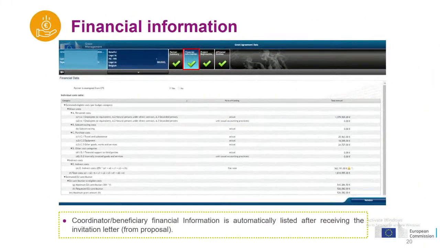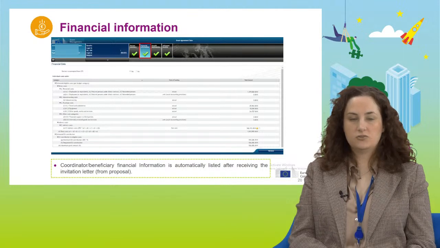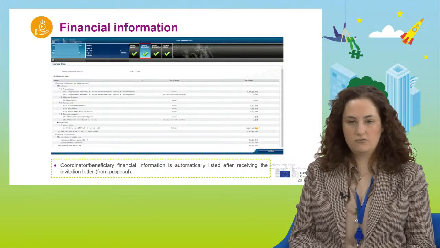Next to the partner summary, you are going to see your financial information, your budget for the action. This comes already pre-filled using the proposal data, but it can be edited. But again, if you change something, you need to discuss and agree with your project officer, because they need to be made aware of it and agree with the changes that need to be made.